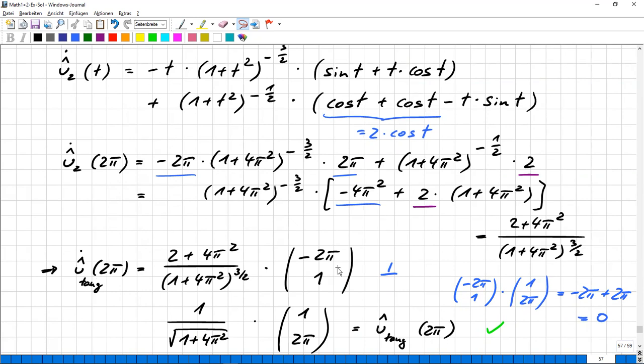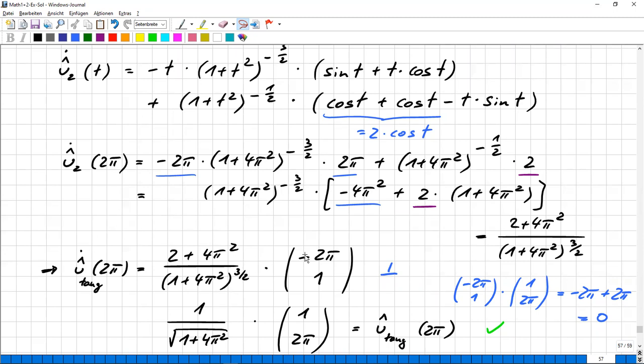You know why it's perpendicular? That's easy, because the prefactor is not important to this end. It's important that this one points in this direction and that one in that direction. And since the scalar product of these two vectors equals 0, you know, negative 2 pi times 1 plus 1 times 2 pi equals 0, that's an easy trick to construct two vectors in the plane which are perpendicular to each other. Just exchange the components and change the sign of one of them.